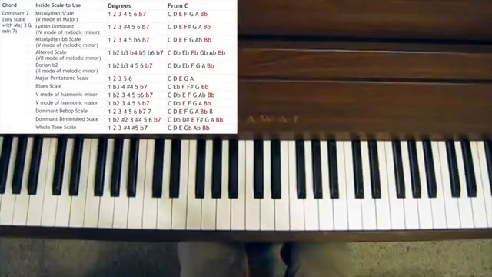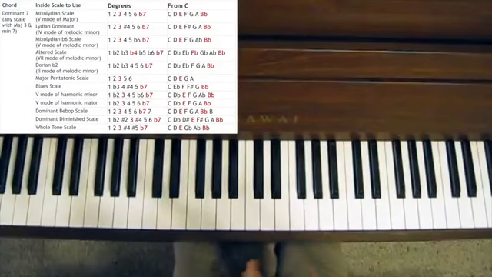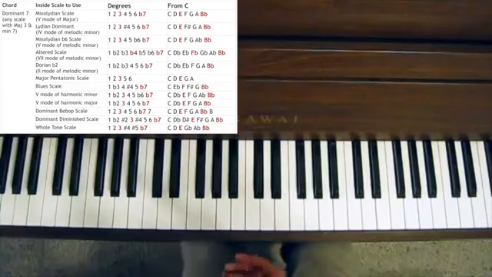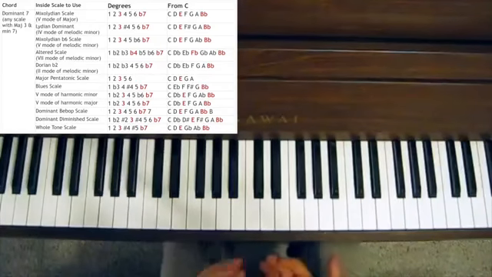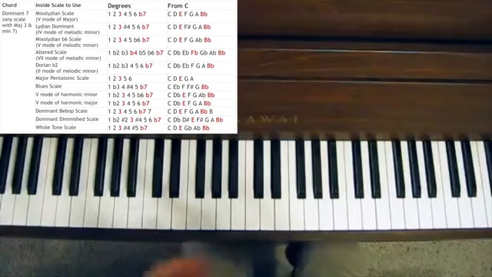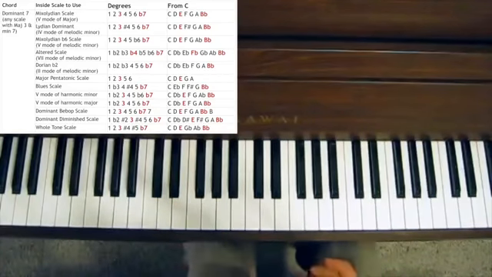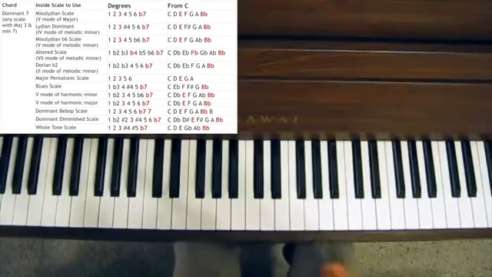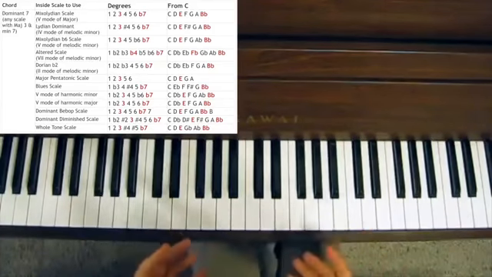Over a dominant 7 you can use the Mixolydian scale, the Lydian dominant mode, the Mixolydian flat 6 scale, the altered scale, the Dorian flat 2 scale, the major pentatonic, the blues scale or the minor pentatonic, the 5th mode of the harmonic minor scale, the 5th mode of the harmonic major scale, the dominant bebop scale, the dominant diminished scale, or the whole tone scale.